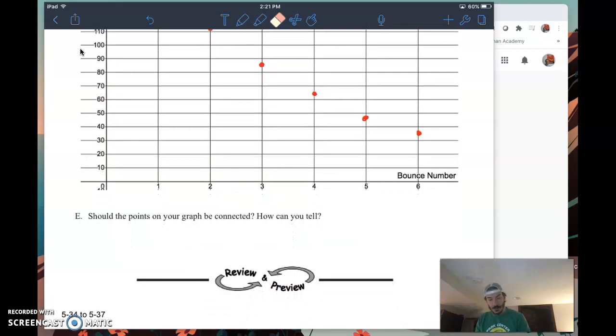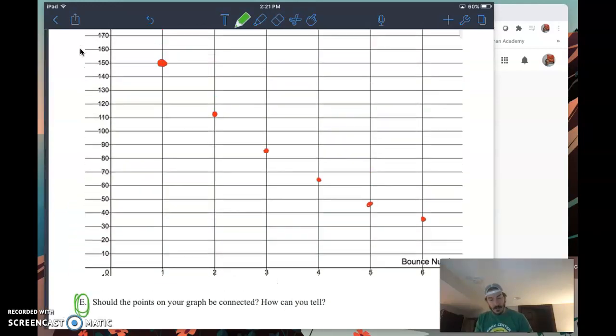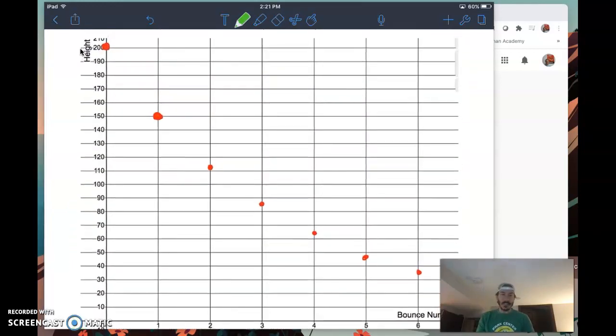But the last part here, and this is the part I said I would explain, it says, should the points on your graph be connected? And I didn't connect them, right? I had the green line on there. I didn't connect them. And the reason I didn't is because I can't have a partial bounce number. I can't have a partial fraction of a bounce. There's either going to be 1 bounce or 2 bounces, and I'm not going to have a number in between. So what we call this is a discrete measurement. We call this discrete data, which is why my graph is just going to be made up of these points and not a smooth, continuous curve.